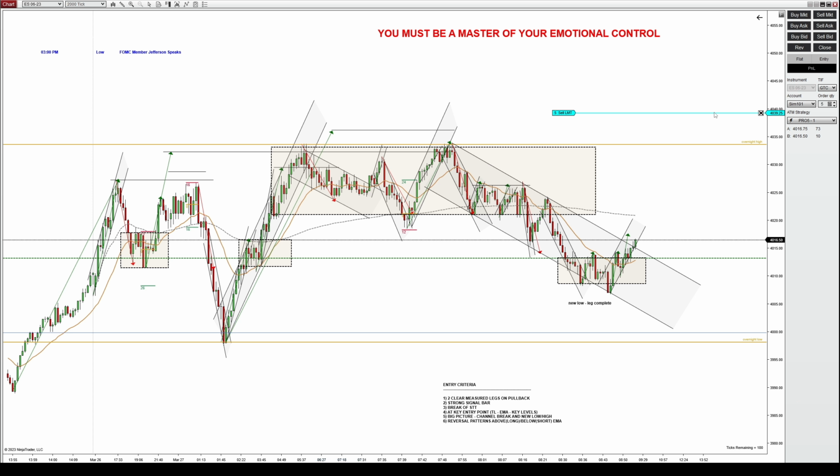I trade the ES futures on a 2000 tick chart. So anyways, I use VWAP, which is this gray line here, and then I also use the 21 EMA, which is this gold line here. So let's go into today.